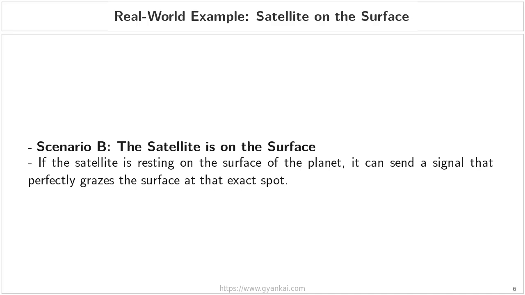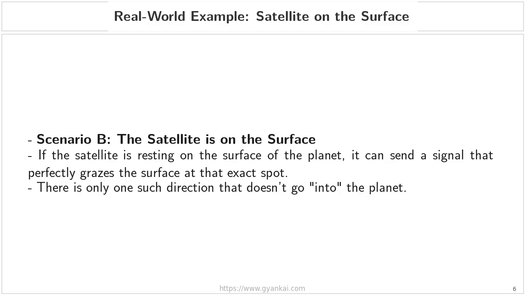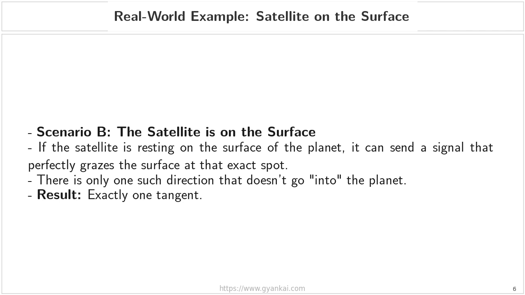If the satellite sends out a signal, it can send it in one specific direction that perfectly grazes the surface at that very spot, without ever entering the planet's interior. Because any other direction would either go into the planet or move away from it, there is only one unique path that stays tangent to the surface. Therefore, just like a point located on the boundary of a circle, our result is exactly 1 tangent. This perfectly mirrors what we learned earlier regarding a point located on the circle.